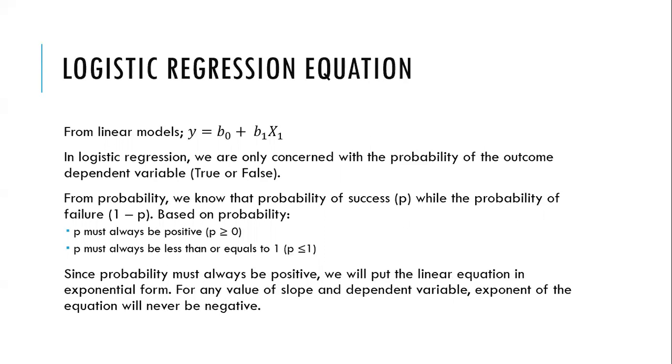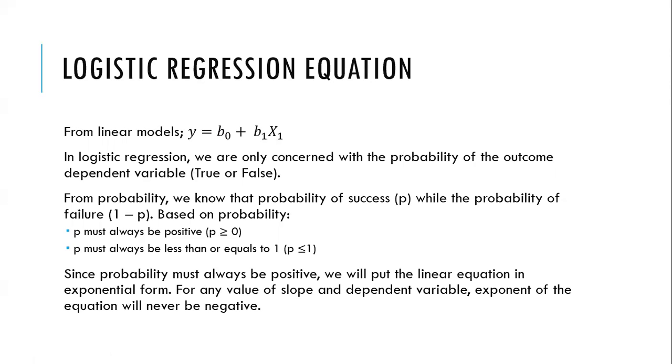So we are very familiar with the linear equation, which is y is equal to b0 plus b1 x1, where b0 is our intercept and b1 is the coefficient of our slope, while x1 is the independent variable, while y is the dependent variable, right? We are familiar with this, but in logistic regression, we are concerned with the probability of the outcome of the dependent variable.